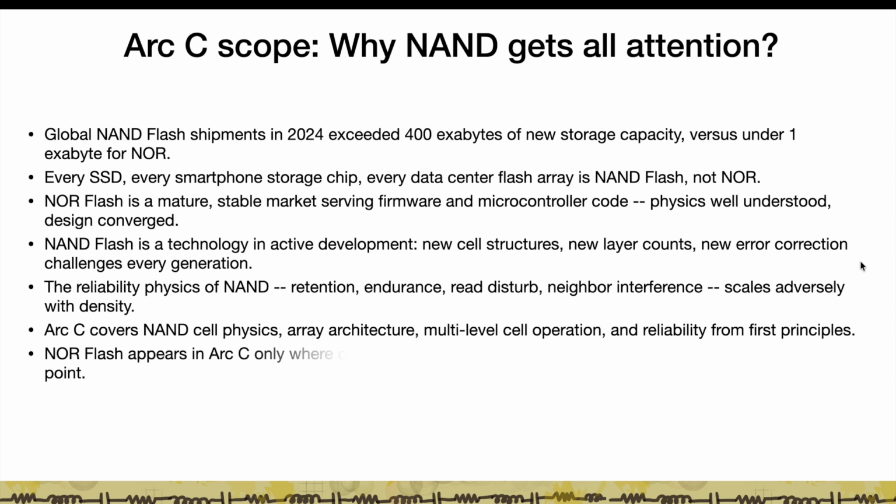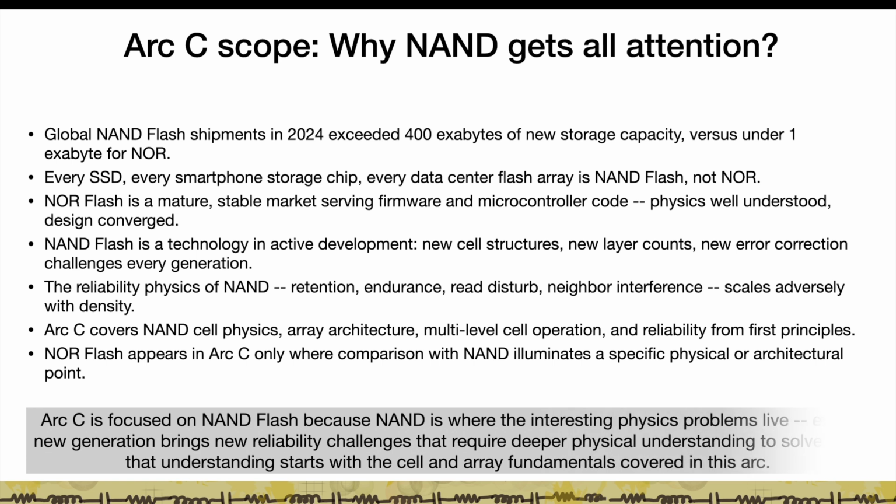Multi-level cell operation, that is storing 3 or 4 bits per cell by creating finer threshold voltage distributions, creates sensing margins tight enough that a single program erase cycle can produce enough oxide damage to push a cell out of spec. The error correction demands on modern TLC and QLC NAND require codes sophisticated enough that the ECC engine is a significant fraction of the controller die area. None of those problems exist in NOR Flash. All of them exist in NAND. And that is why ARC-C is in the NAND arc.